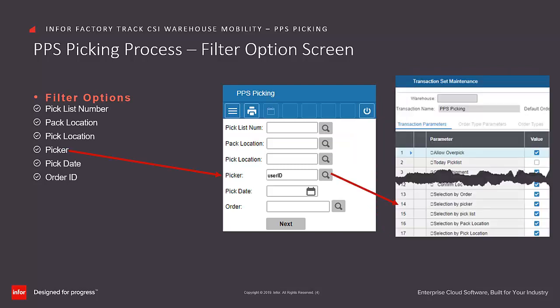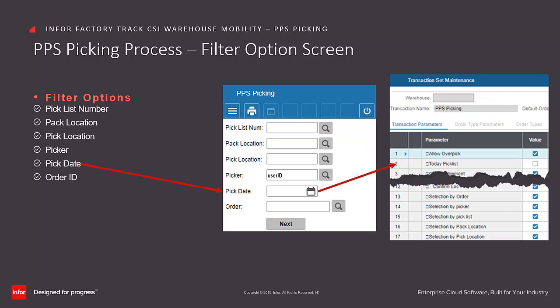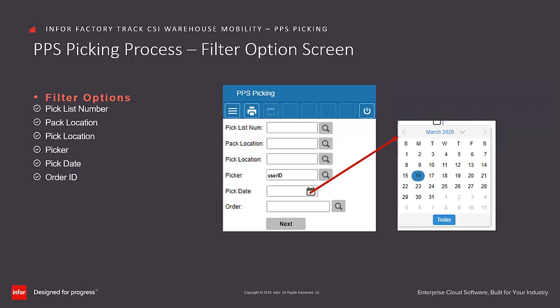The Picker field is made available if the Selection by Picker option is selected in the transaction set maintenance form, and the user's ID is defaulted in the form. However, the user is able to enter, scan, or search and select the Picker ID. The pick date is always available for entry, and if the option for today's pick list is selected in the transaction set maintenance form, today's date will be defaulted in the entry field. The user has the option to select an alternative date as well.